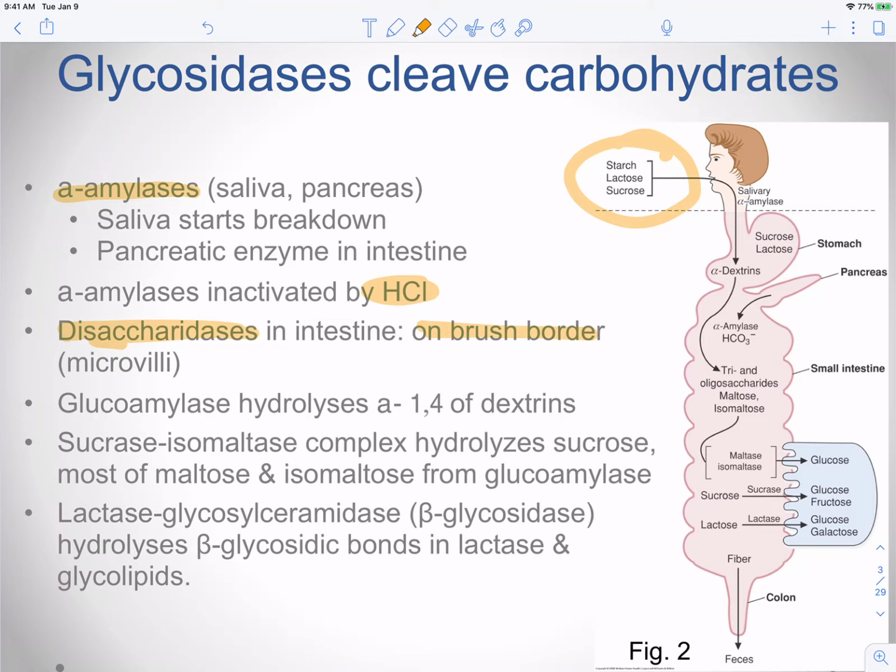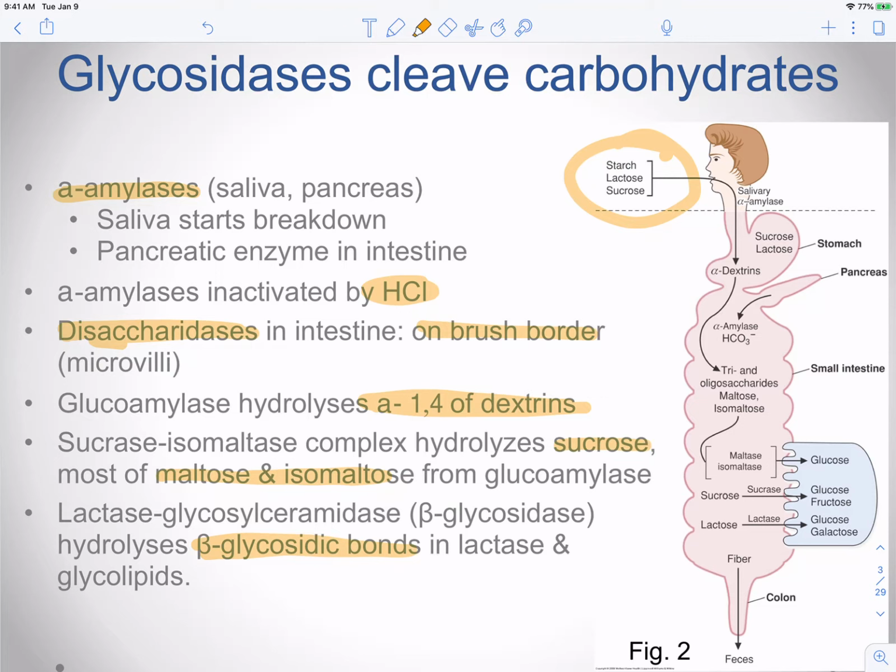So we have glucoamylase, which is going to hydrolyze alpha-1,4 bonds of dextrins. We'll talk about dextrins in a moment. We have our Sucrase-Isomaltase Complex, and that's going to hydrolyze sucrose and most of the maltose and isomaltose from our glucoamylase reactions. We have a Lactase-Glucosylceramidase, which is also referred to as beta-glycosidase, which is going to hydrolyze beta-glycosidic bonds in lactose and glycolipids.